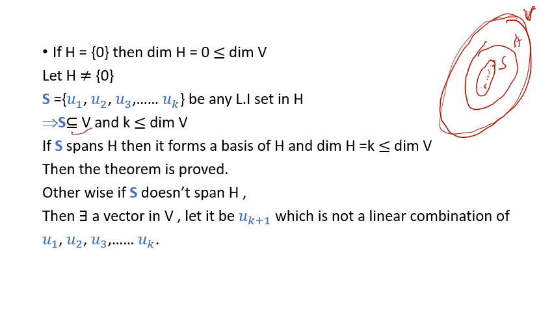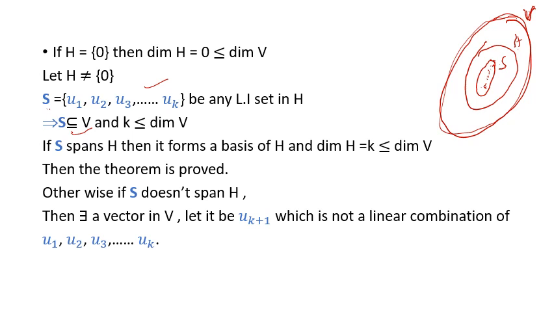Okay, fine. Now let us look at how we can prove that this linearly independent set S can form a basis, either as S or by extending. Now, since S is LI, if S spans H, then it forms a basis, because we know a basis is a set which is LI and which also spans.